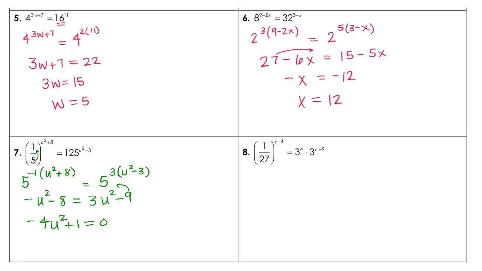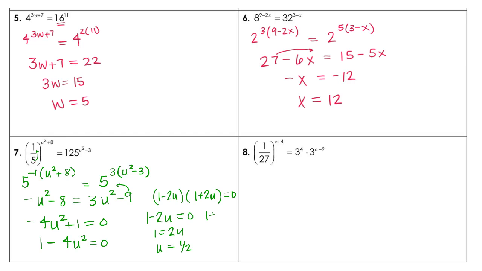And so we can rearrange this and rewrite it, and it might be easier to see that that is the difference of two squares, writing it that way. And so we're going to have 1 minus 2u and 1 plus 2u. And setting each part equal to 0 and solving, we have 1 equals 2u, so u is 1/2. And then over on this other side, 1 plus 2u equals 0, so 1 equals negative 2u. So here u is negative 1/2.